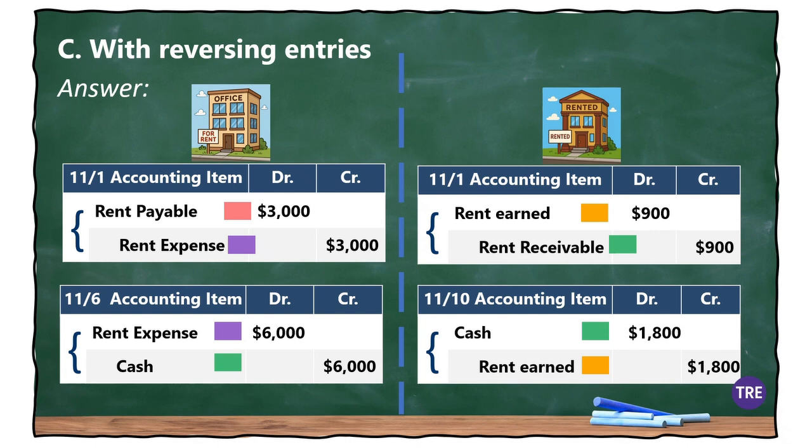Notice how much simpler this is. By using reversing entries, we don't need to split payments between accrued amounts and current amounts. The accruals are cleared, and November's transactions are recorded cleanly.